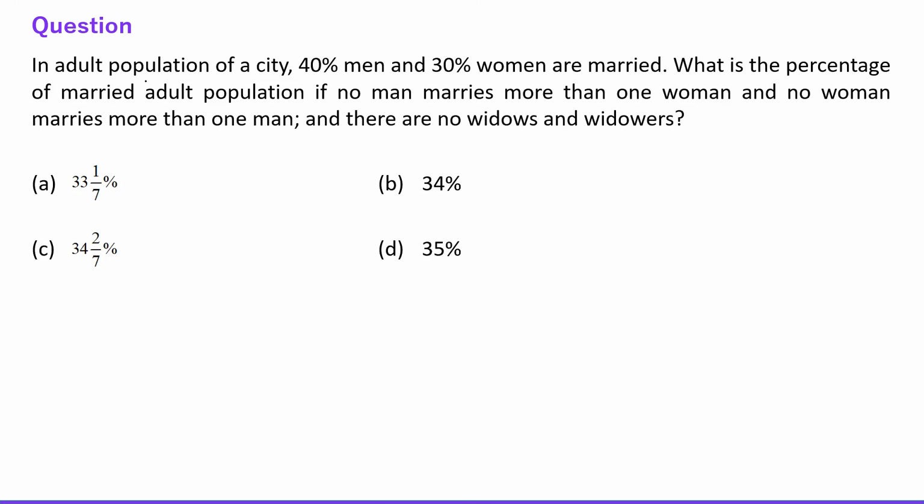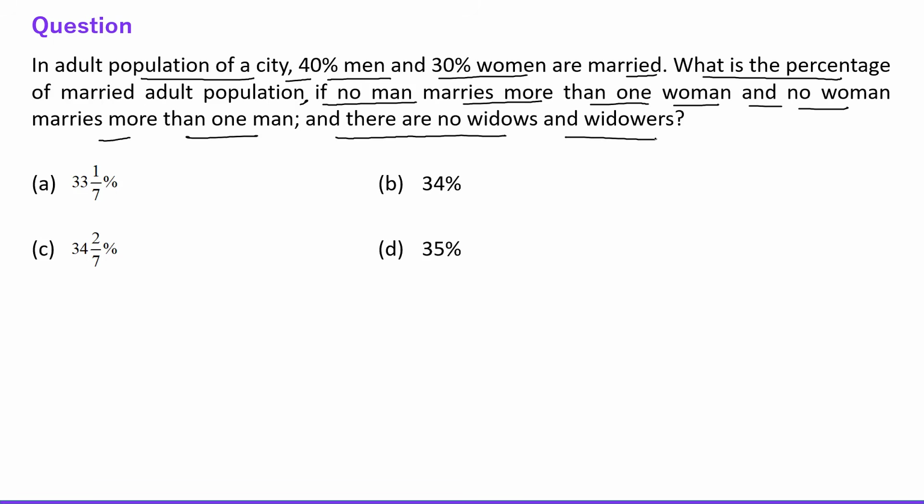Next question is saying, in adult population of a city, 40% men and 30% women are married. What is the percentage of married adult population if no man marries more than one woman and no woman marries more than one man and there are no widows and no widowers? So 40% men and 30% women are married. And the data is of a city.